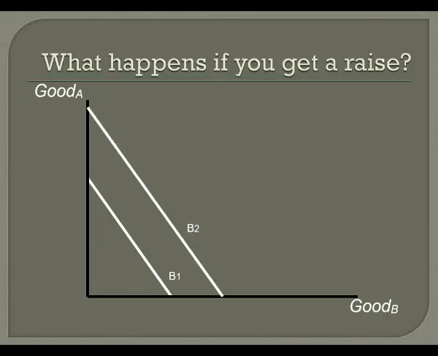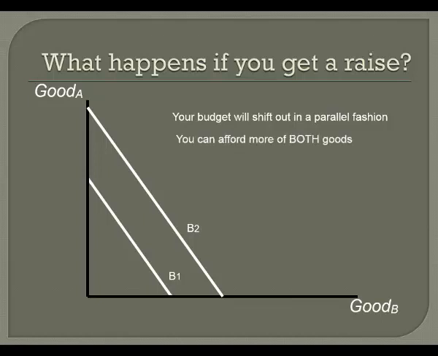So that means you're going to get another budget constraint that looks like this after you get the raise. Your budget constraint is going to shift out in a parallel fashion if your income goes up, and it's a dismal science, so if your income goes down, it's going to shift in a parallel fashion. You can afford more of both goods. The area that is affordable has gone up. You can afford more mix of both goods. So life is good when your budget goes up. I like it when my budget grows.